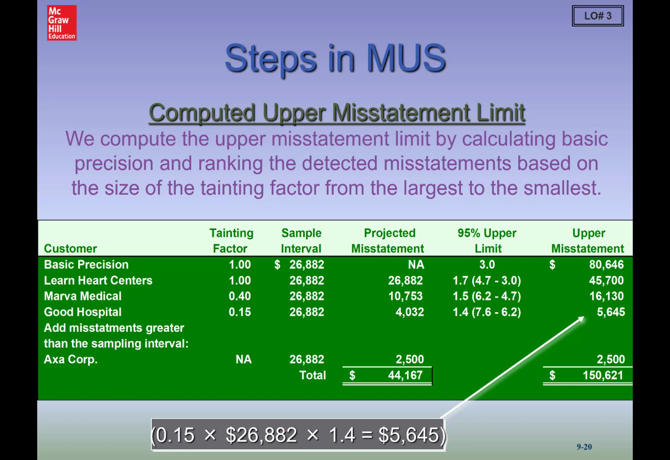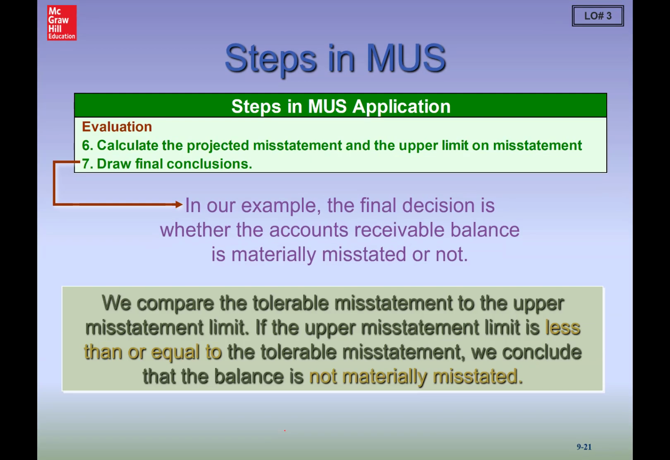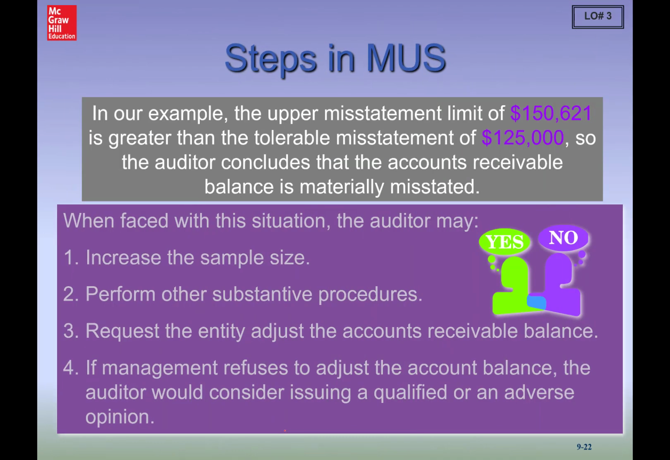Okay, so we add all those up, and we determine that the projected upper misstatement is 150,621. Now, if we have a tolerable misstatement of 125,000, is this account balance materially misstated? And the answer is yes, it is. So what will we do?